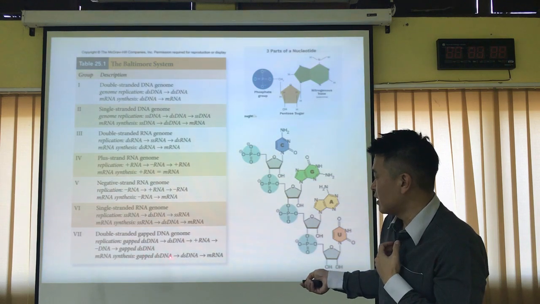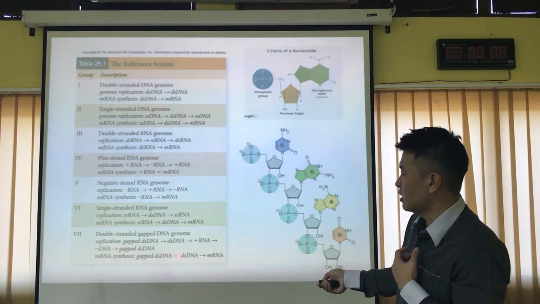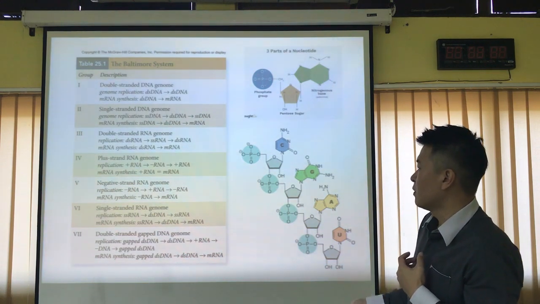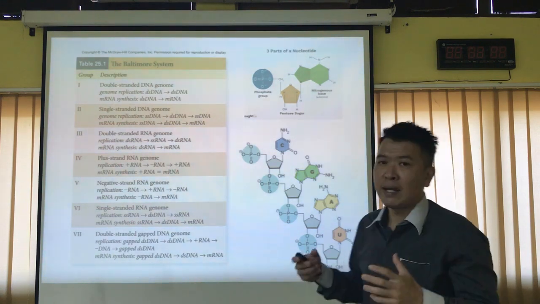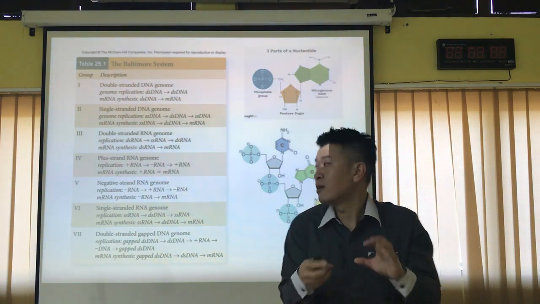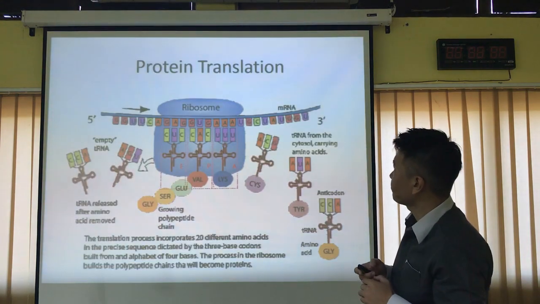The gapped double-stranded DNA will complete itself and become double-stranded DNA, and then this double-stranded DNA will be used to transcribe into mRNA. So based on this system, we can basically classify the viruses into 7 groups, group 1 to group 7.